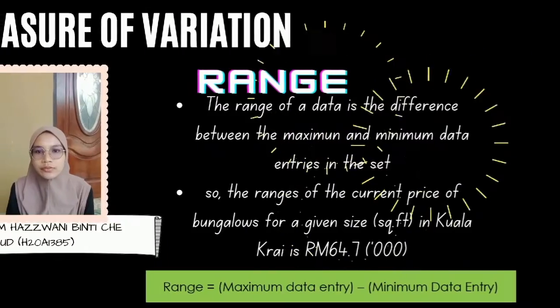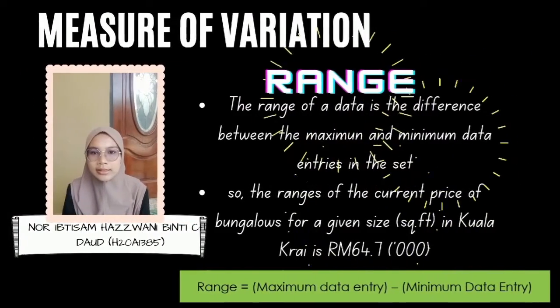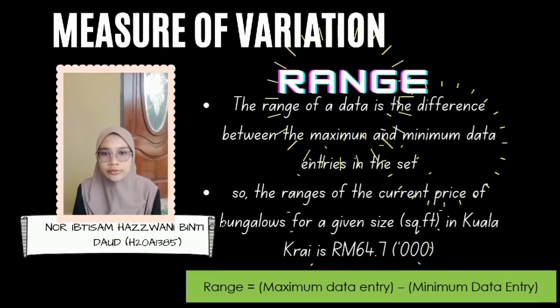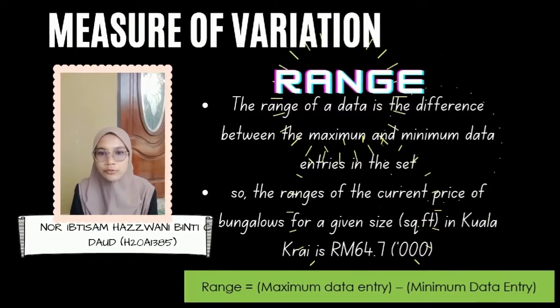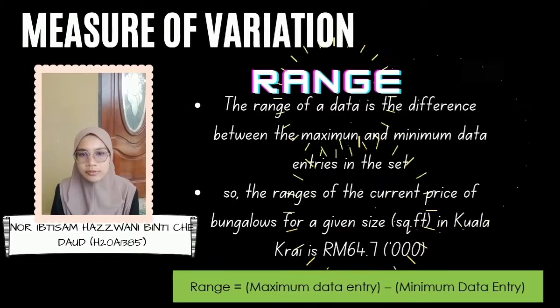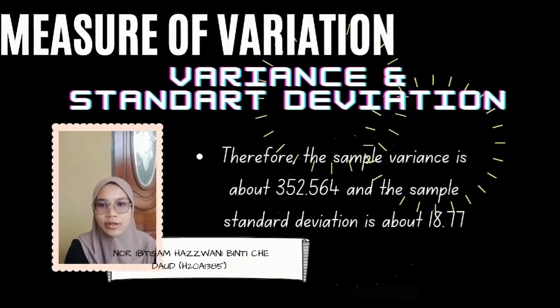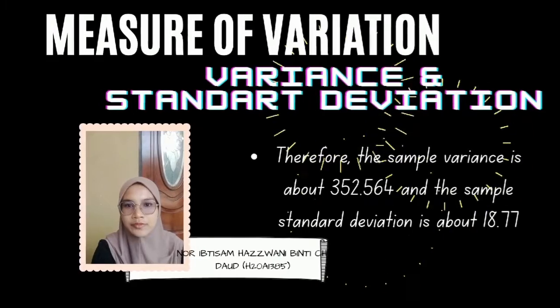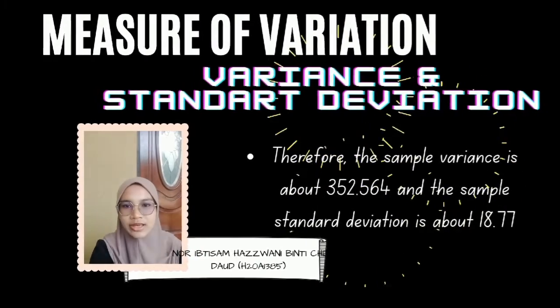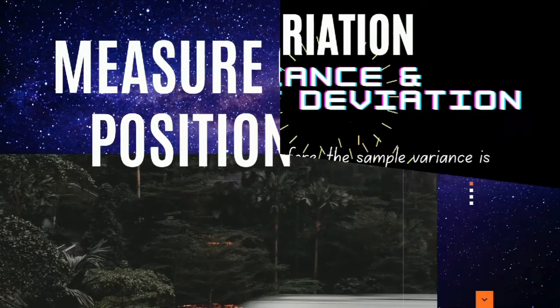Range. The range of a data set is the difference between the maximum and minimum data entries in the set. So, the range of the current price of bungalow for a given size in Kuala Krai is 64.7. Therefore, the sample variance is about 352.56 and the sample standard deviation is about 18.77.